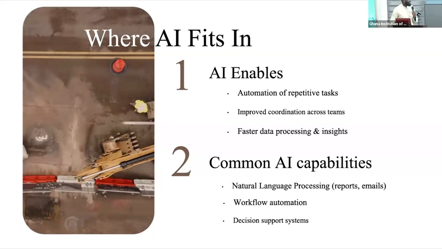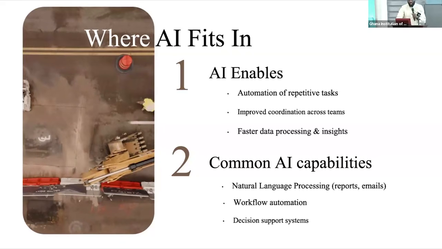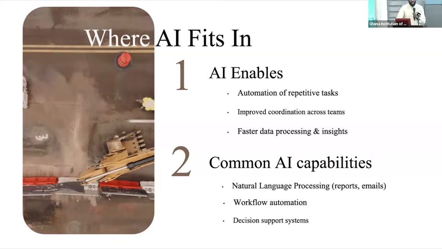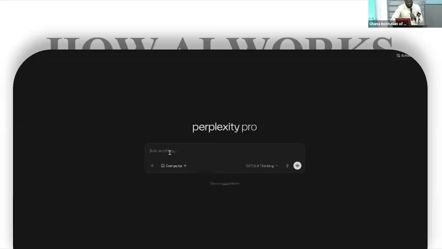And the common capabilities are natural language processing, workflow automation, and then decision support systems. That's what AI engineers work with. How AI generally works.